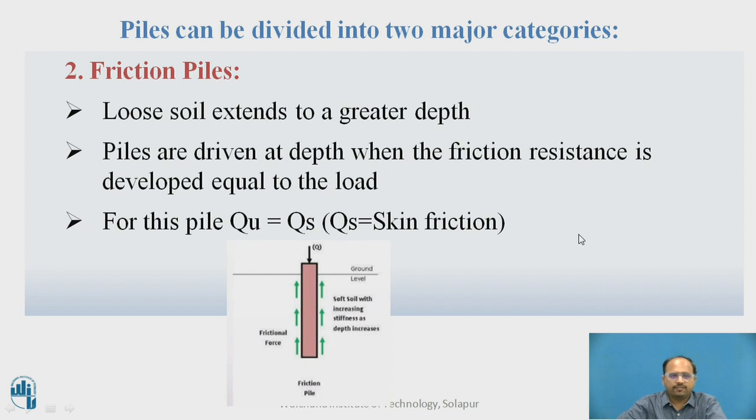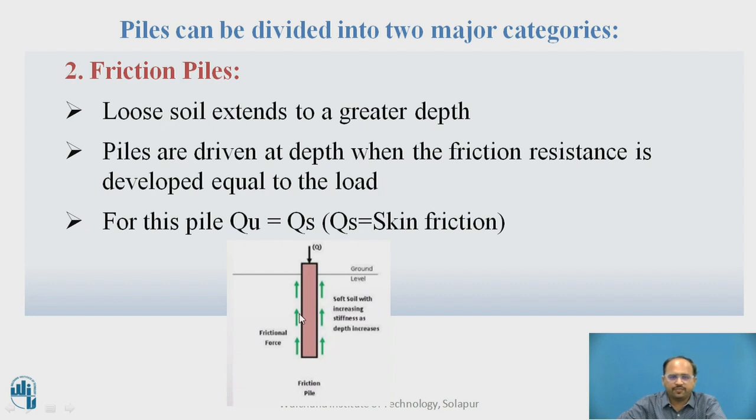Second one is friction pile. This friction pile is penetrating loose soil and extends to a greater depth. Piles are driven to a depth where the friction resistance developed equals the load. While installing the piles, friction develops between the soil surface and the pile surface.